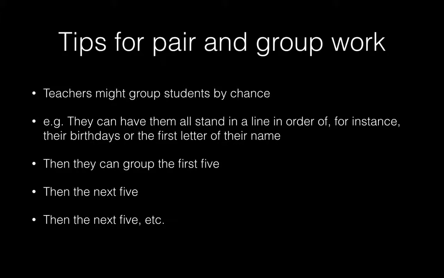Teachers might group students by chance. For example, they can have them all stand in a line in order of their birthdays or the first letter of their name. And then those who have the same letter work together. So that's the way of assigning groups in a random way, by chance, or by birthday. Then they can group the first 5, and then the next 5, and then the next 5, okay?